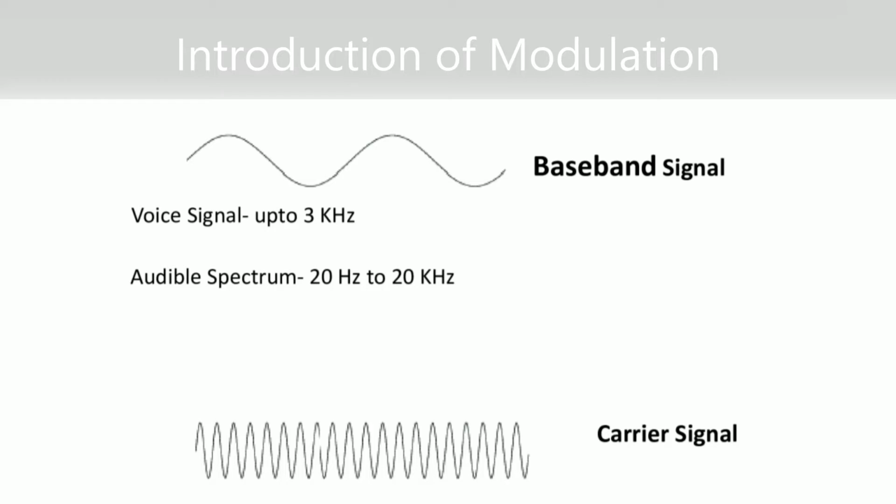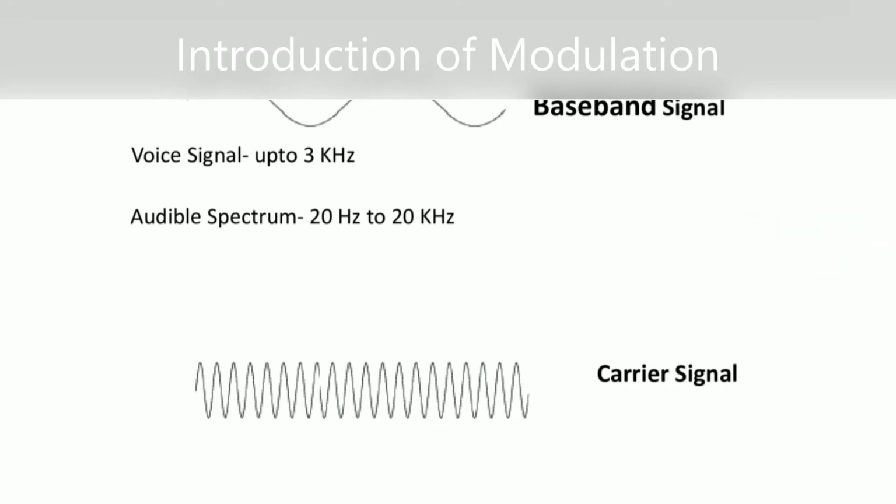The baseband signal cannot be transmitted directly, but with the help of a high frequency periodic signal it can be transmitted. This high frequency periodic signal which carries the baseband signal is known as the carrier signal. But the question is how to impose this message or baseband signal onto the carrier signal.